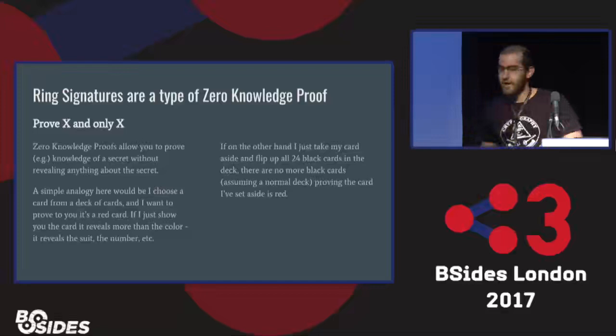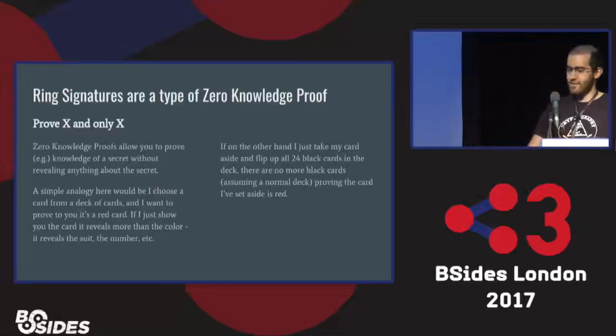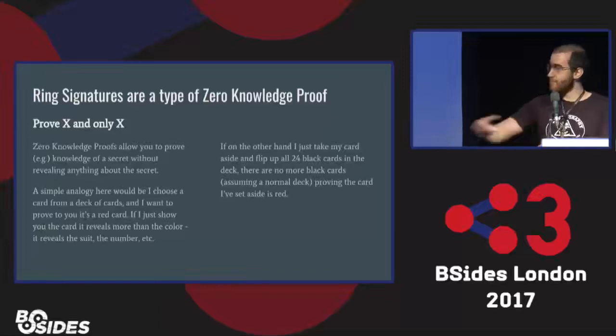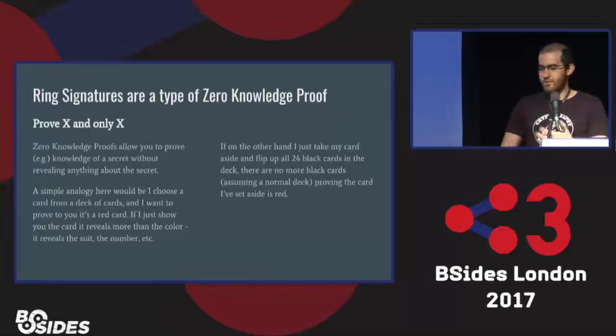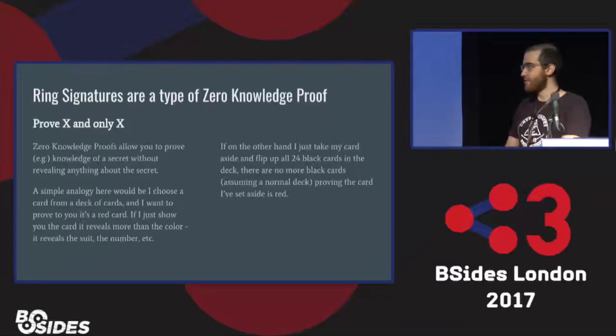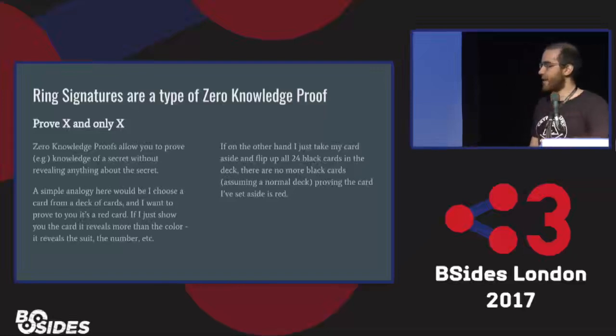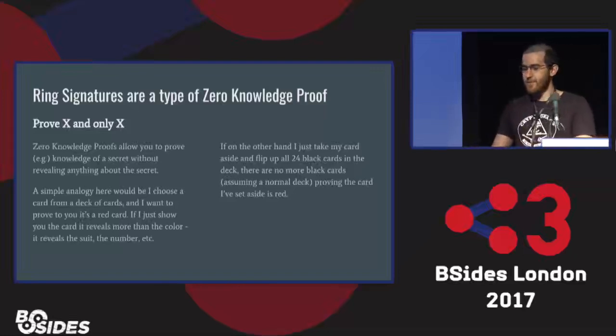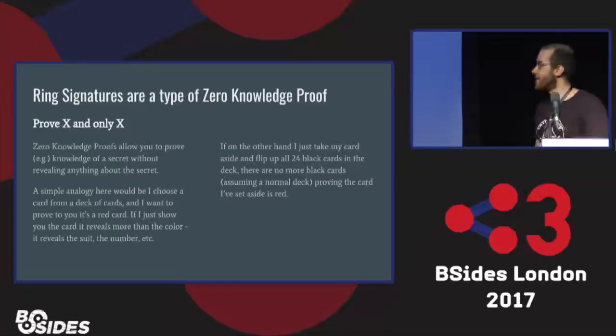If, on the other hand, I just take my card aside and put it on a pile here, then go through my remaining 53 cards and flip up and reveal to you all the black cards in the deck, assuming I follow the protocol correctly, like the deck has 22 red cards and 22 black cards, however many cards are in the deck, I've proved to you that the card I've set aside is a red card without leaking anything else about the card.